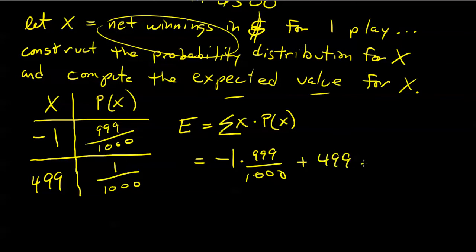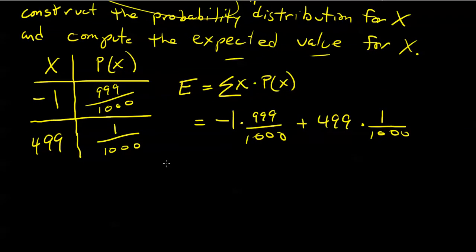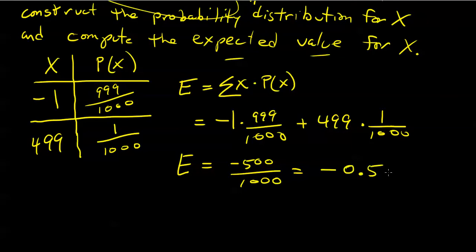$499 times 1 over 1,000. Alright, so if I multiply those fractions and add or subtract as indicated, I'm going to get an expected value of minus 500 over 1,000, and that's minus 0.5. Minus 0.5. Well, minus 0.5 what?